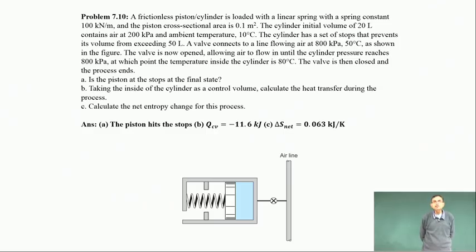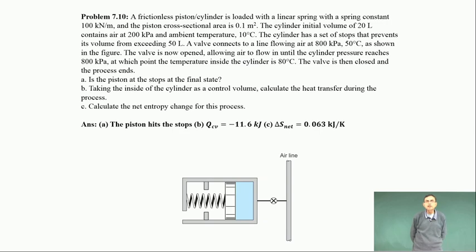A frictionless piston cylinder is loaded with a linear spring with a spring constant of 100 kilonewton per meter and the piston cross sectional area is 0.1 meter square. The cylinder initial volume is 20 liter, it contains air at 200 kilopascal and ambient temperature 10 degree centigrade. The cylinder has a set of stops that prevents its volume from exceeding 50 liter. A valve connects to a line flowing air at 800 kilopascal 50 degree centigrade as shown in the figure.